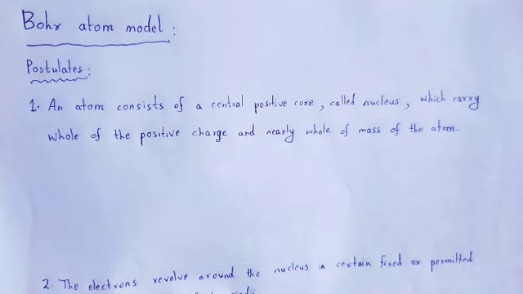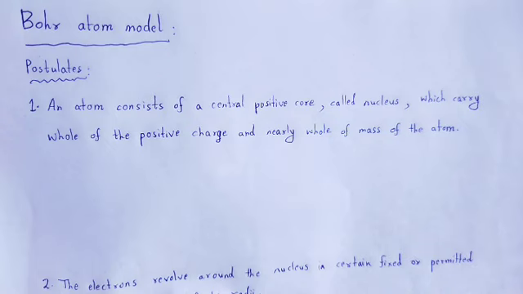First of all, the scientist J.J. Thomson proposed an atomic model. According to him, an atom is a sphere, within which there are positively charged matters, whereas negatively charged electrons are embedded. But that theory can't explain the basic properties of an atom.